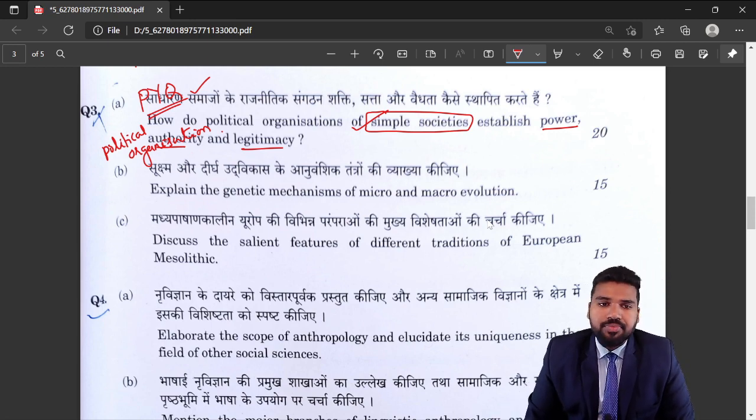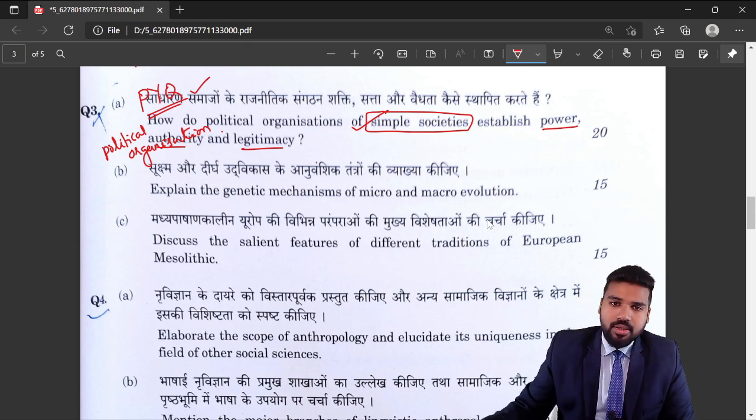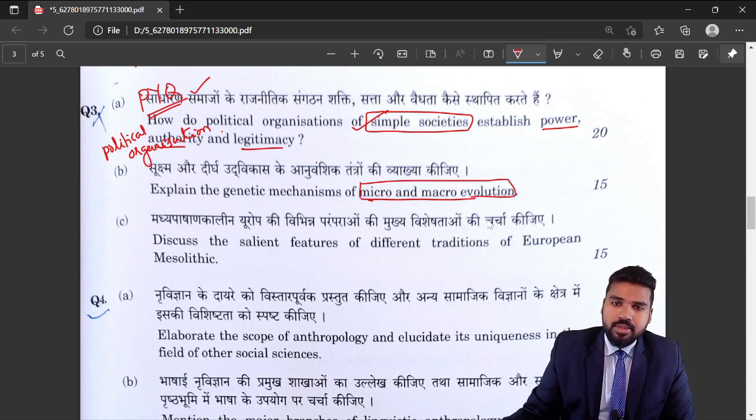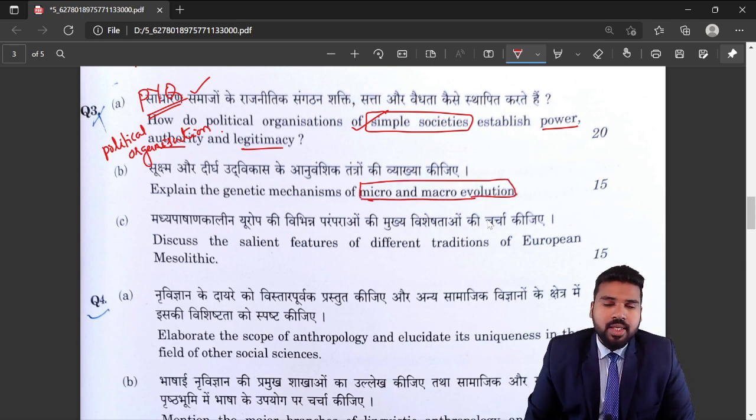Then part B: explain the genetic mechanisms of micro and macro evolution. So do we have Upinder Jeet Kaur and Sonia Priyadarshani or any other offline students who are attending classes? Ayush has asked this question. One of our offline students asked, sir, what is this micro and macro evolution? Then I explained all the dimensions and the importance of this genetic mechanism.